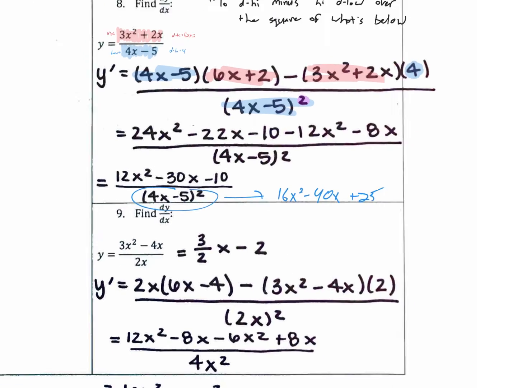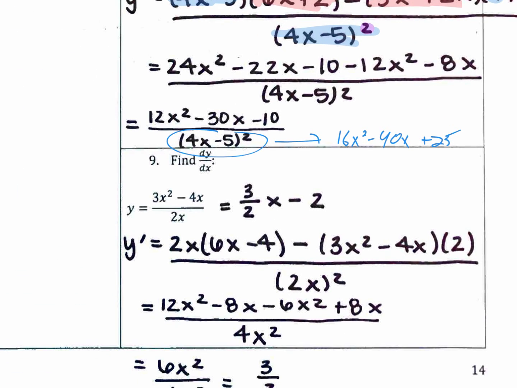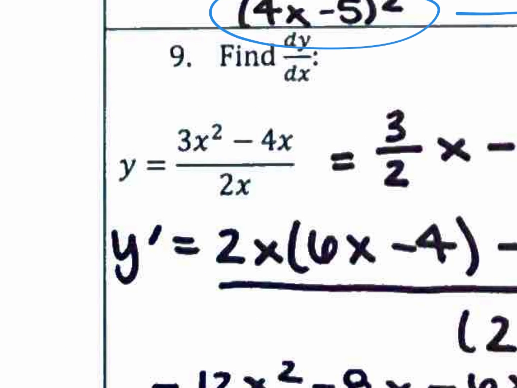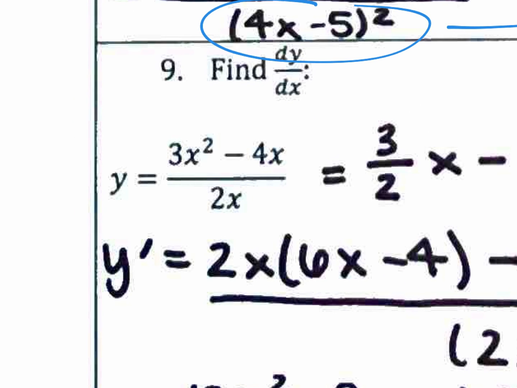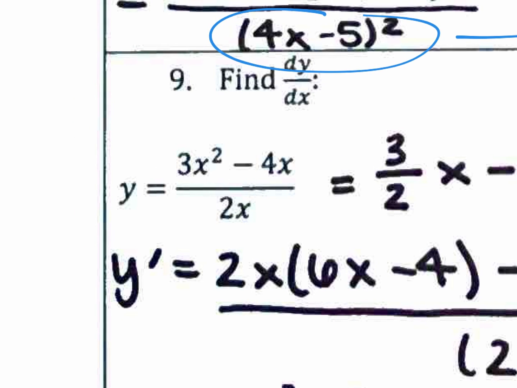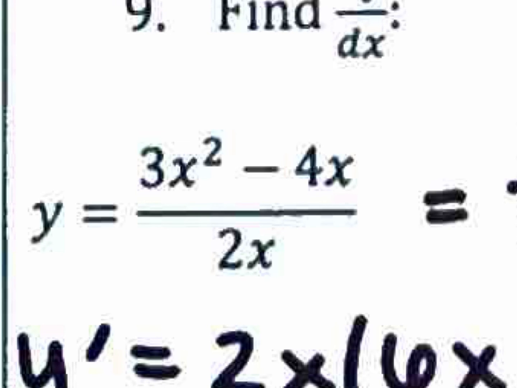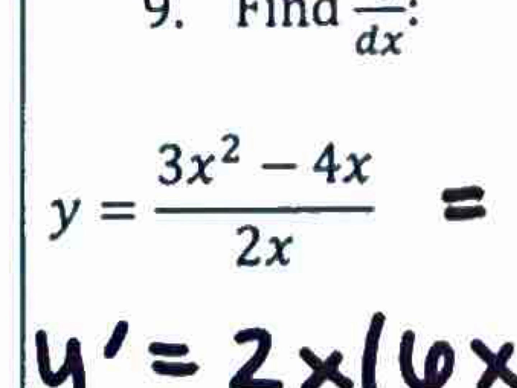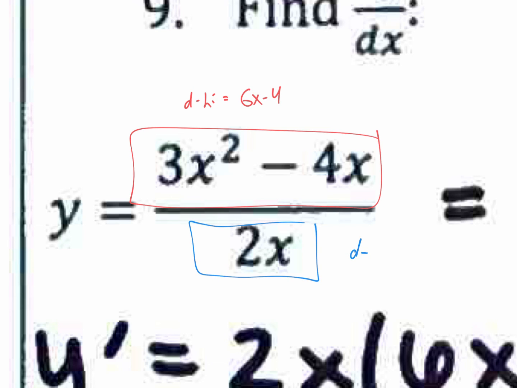All right, I believe this is the last one. Number 9, find dy dx. Find the derivative of 3x squared minus 4x all over 2x. So here's my high function. The derivative of the high function is going to be 6x minus 4. Here's my low function. The derivative of that low function is going to be 2.